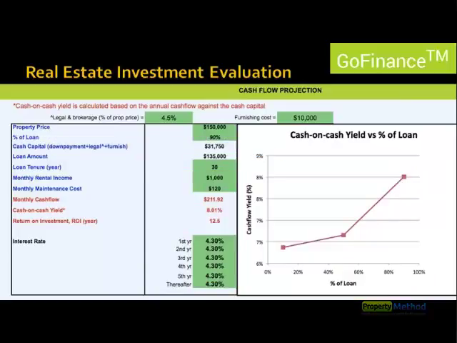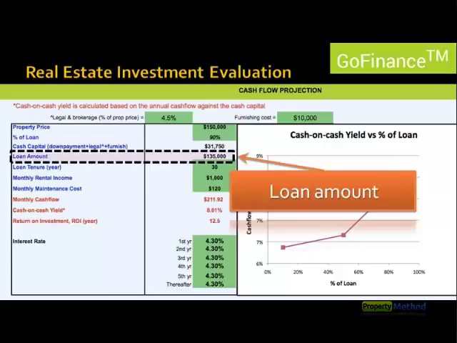So let's move on to the next field in the spreadsheet, loan amount. This is the amount of mortgage loan we obtain from the bank. It is calculated automatically from the percent of loan that we keyed in previously. So 90% of 150,000 is 135,000. That will be the loan amount we're going to borrow from the bank. Again, this amount is calculated by the spreadsheet after we input the mortgage loan margin.